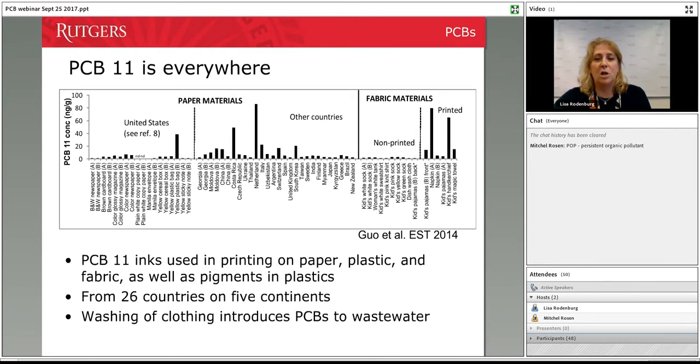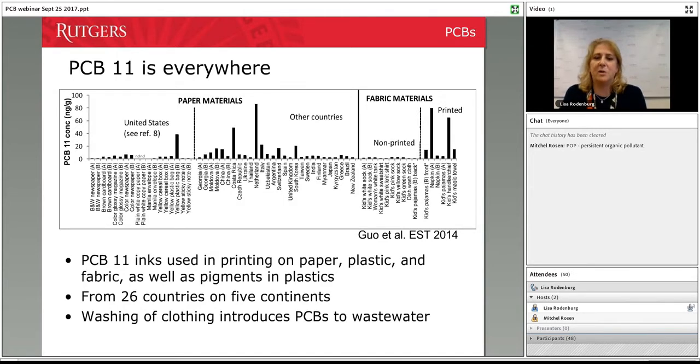So all over the world, these pigment markets are global markets. Most of the pigments are produced in India and China, and then they're sold all over the world. So everywhere you go, you're going to find this PCB11. And the 4-color printing process that I talked about in your home printer, that's the same process that's used to print T-shirts and things.